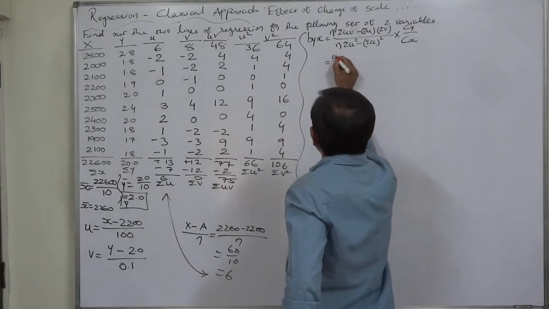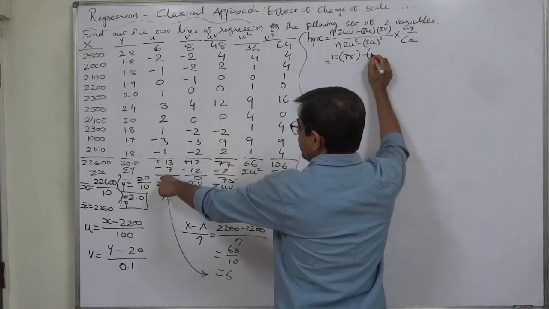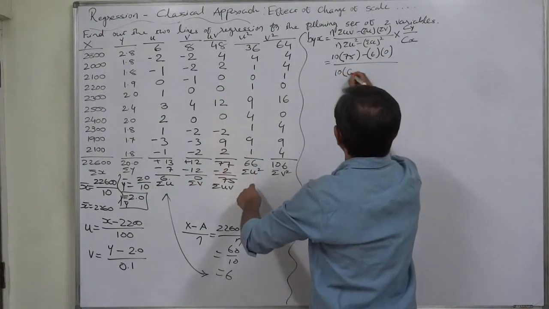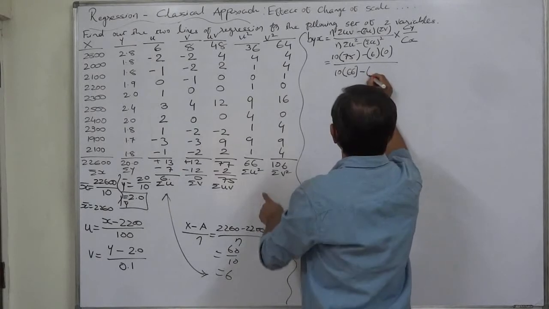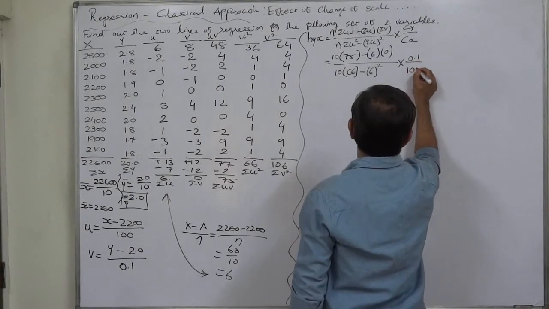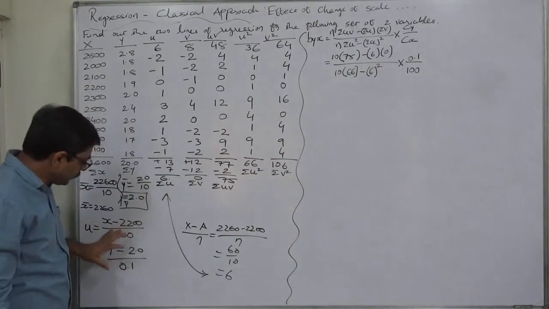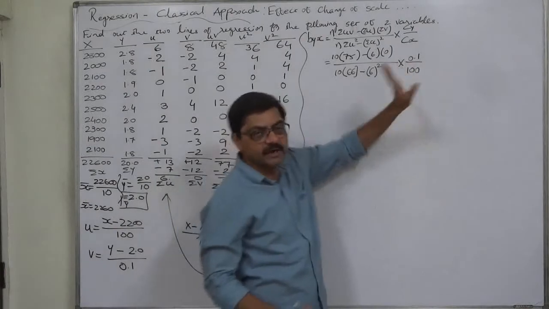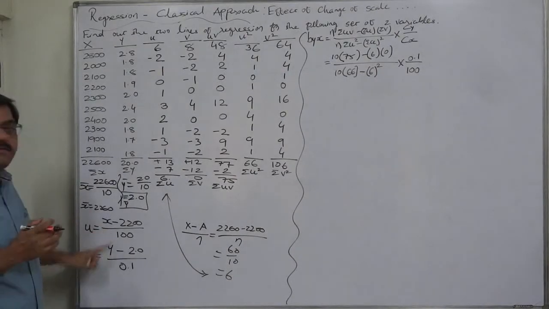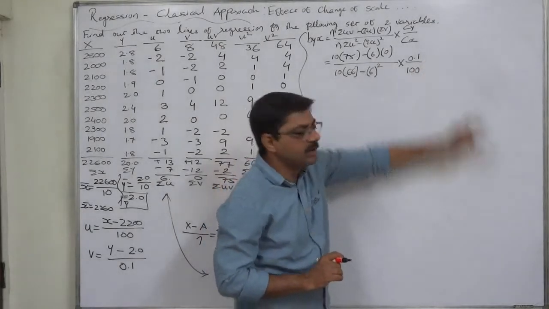Let's substitute. N is 10, sigma uv is 75, sigma u is 6 and sigma v is 0, upon n is 10, sigma u square is 66 minus sigma u the whole square, into Cy is 0.1 upon Cx is 100. Please don't forget this step. Where there is change of scale, we have to give the reverse effect. That's why I always advise to use the change of scale by division only, so that the reverse effect by multiplication in the formula will be very easy.